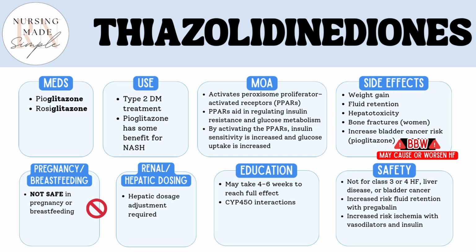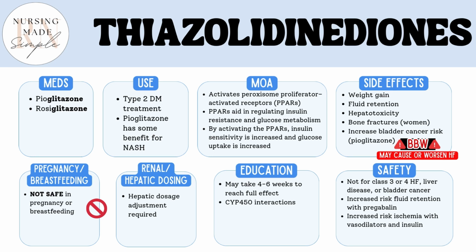Common side effects include weight gain, fluid retention, hepatotoxicity, bone fractures, specifically in women, and then there's an increased risk of bladder cancer, specifically with pioglitazone. These also have a black box warning that they may cause or worsen heart failure. So, this is another one of those medications that we would want to avoid for patients who have heart failure. Remember, heart failure patients, a good choice for them would be an SGLT2 inhibitor, not a DPP4 and not a TZD.